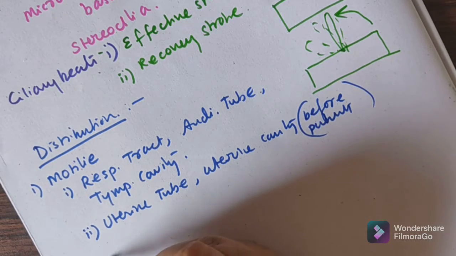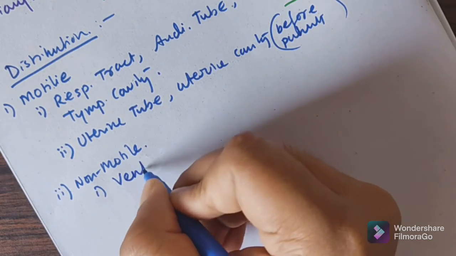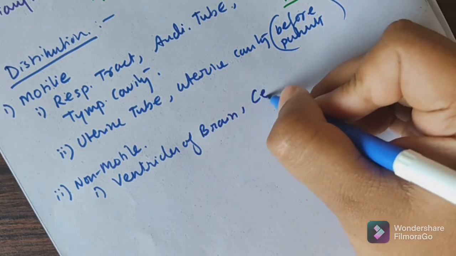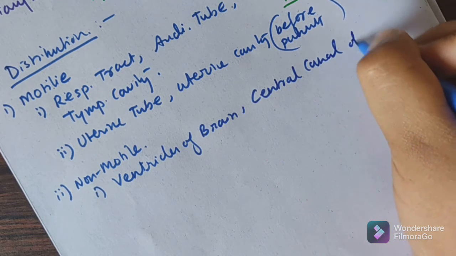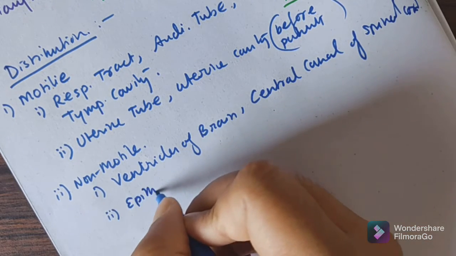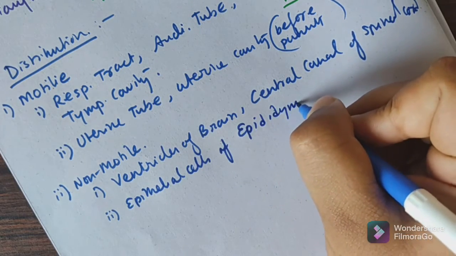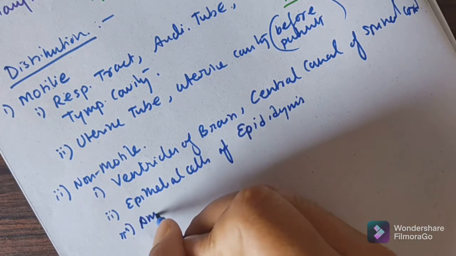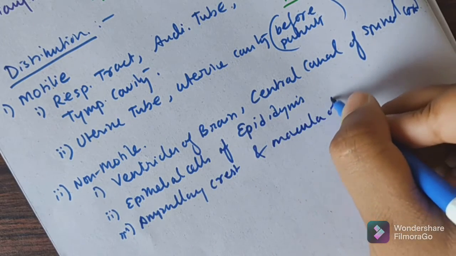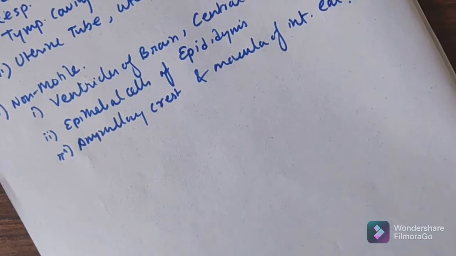Now the non-motile cilia are found in the ventricles of the brain, the central canal of spinal cord, the epithelial cells of epididymis, the ampullary crest and macula of internal ear. Now let's discuss the function of the cilia.